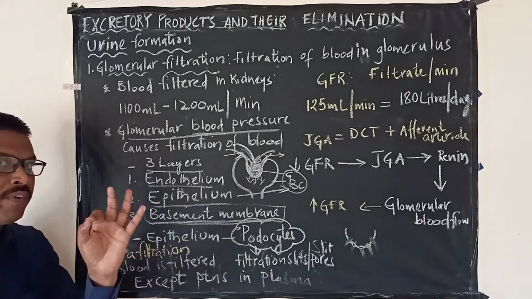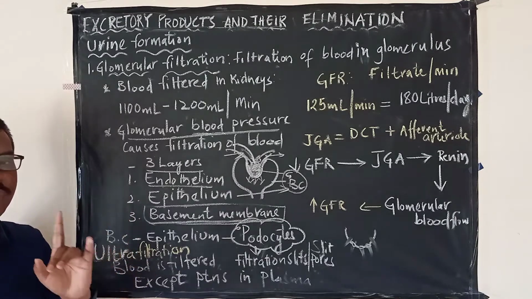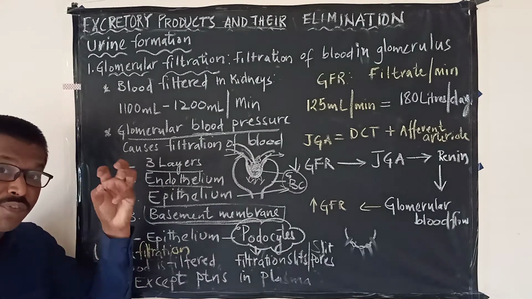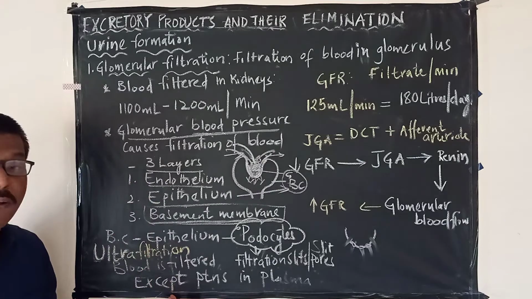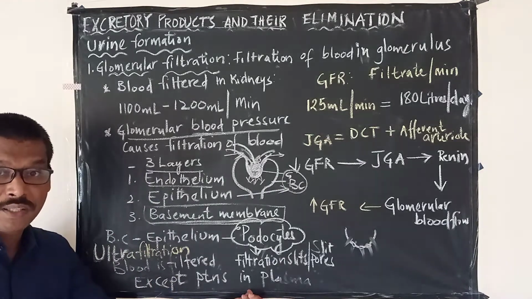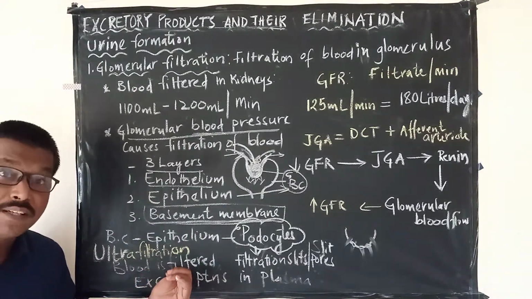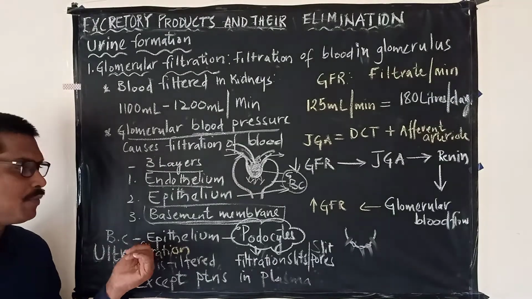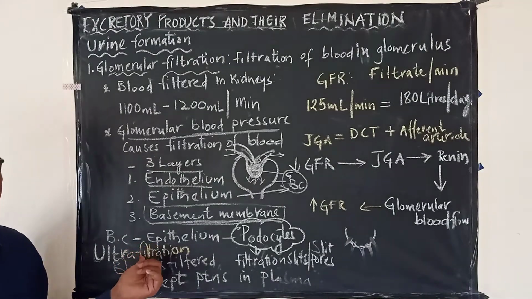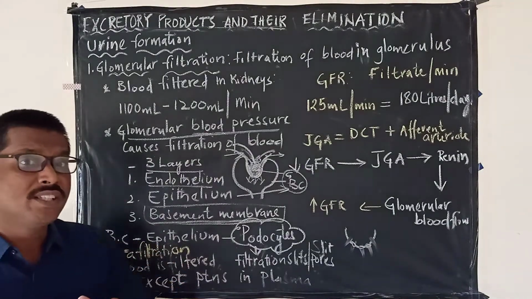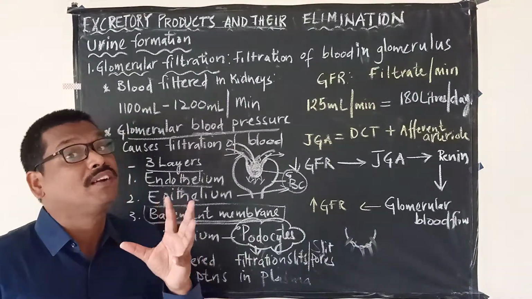Ultrafiltration. Whenever you come across this word, remember that it is because of the glomerular blood pressure. Except for the proteins present in the plasma, blood is filtered, and that process we call ultrafiltration. Now the question is, how much of this filtrate will be formed?